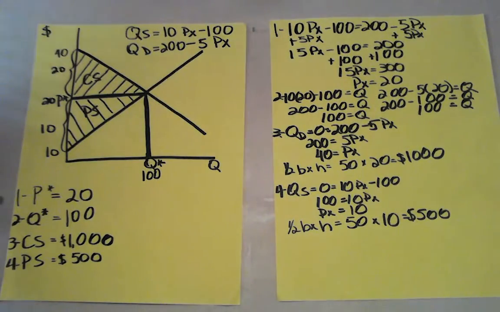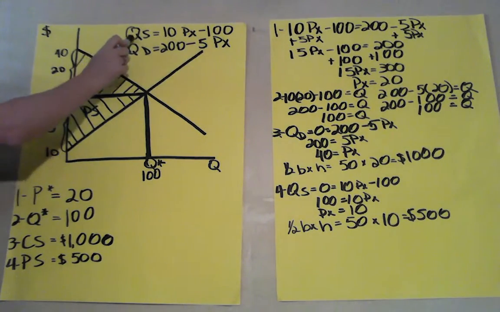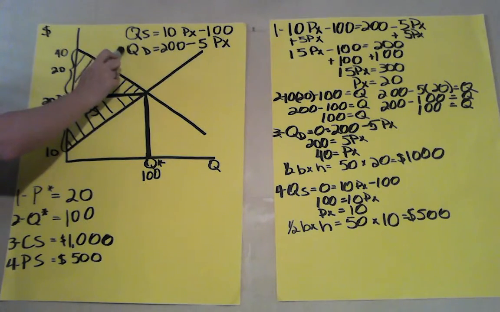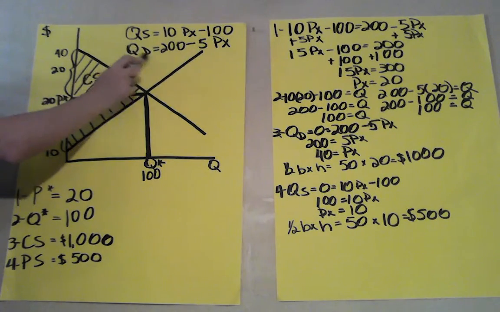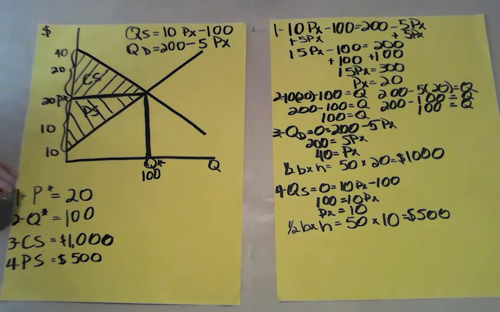Okay, so today we're going to go over a simple consumer surplus, producer surplus question. In this question, we're given the two equations for the functions for the quantity supplied and the quantity demanded. This is actually a four-part question where you'll have to solve for P star, Q star, consumer surplus, and producer surplus.